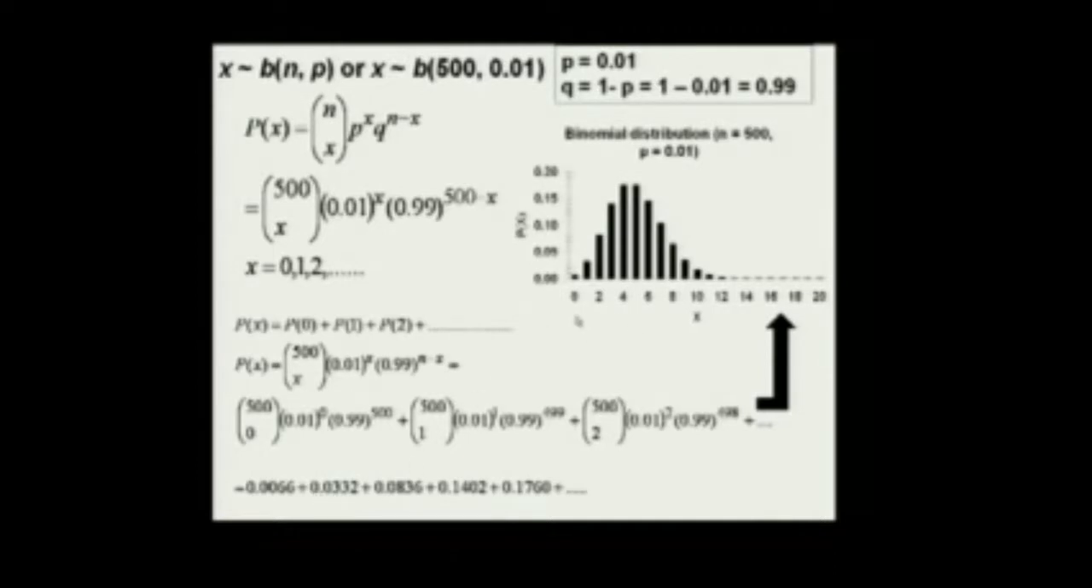Why? Because I have the x values 0, 1, 2, 3, 4, and so on, and I also have the p value coming from these calculations here, meaning that at 0 I have 0.0066, at 1 I have 0.0332, at 2 I have 0.0836, and so on. So that is how we construct a binomial distribution theoretically, given the values of n and p. Later on, we're going to show you how to do that in a short period of time using Excel analysis.